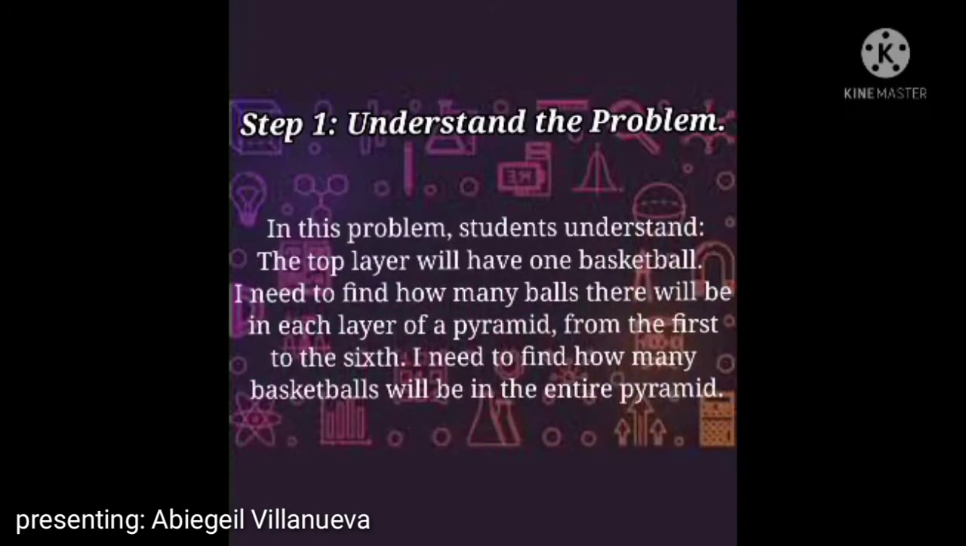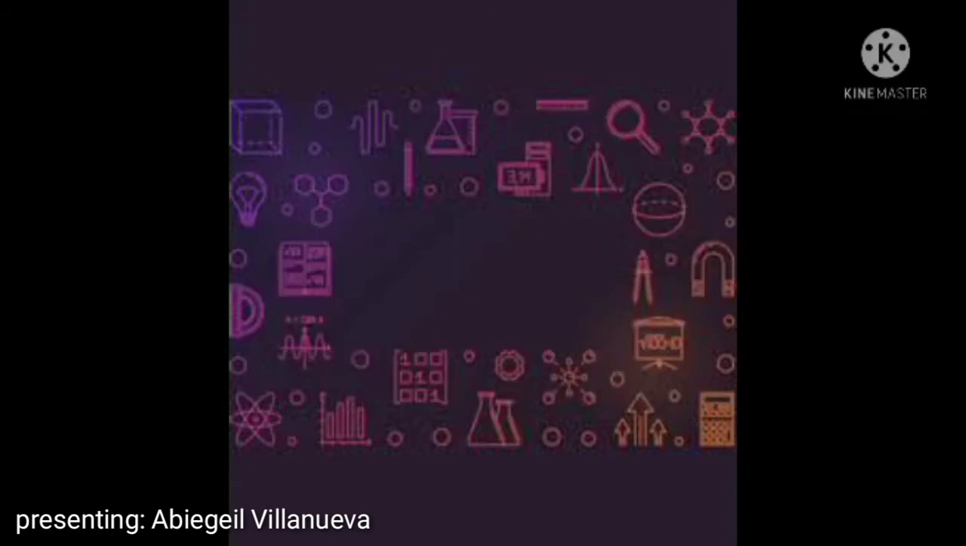In this problem, students understand the top layer will have 1 basketball. I need to find how many balls there will be in each layer of a pyramid, from the first to the 6th. I need to find how many basketballs will be in the entire pyramid. The second step is to devise a plan.